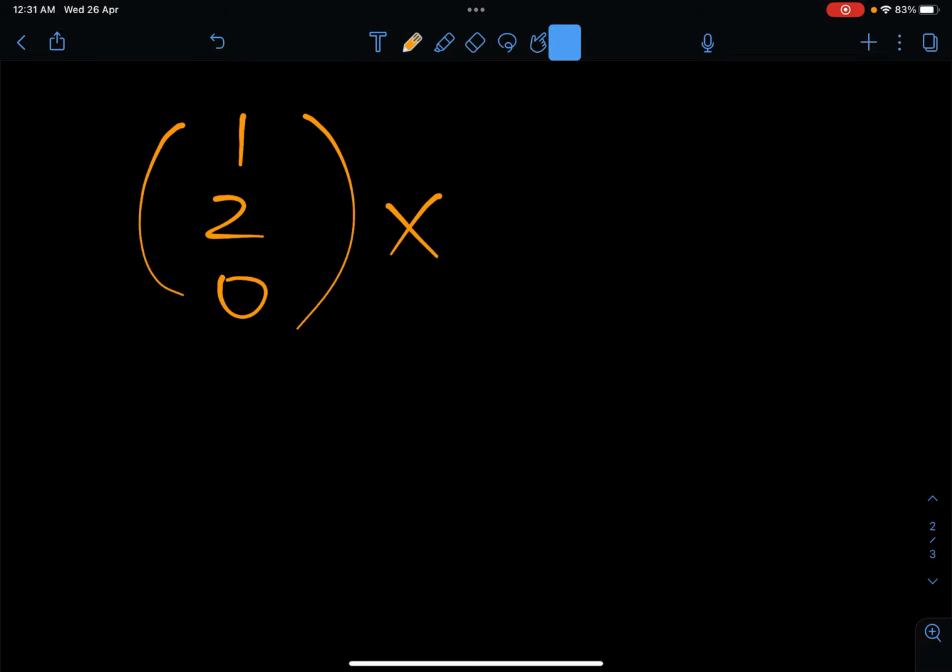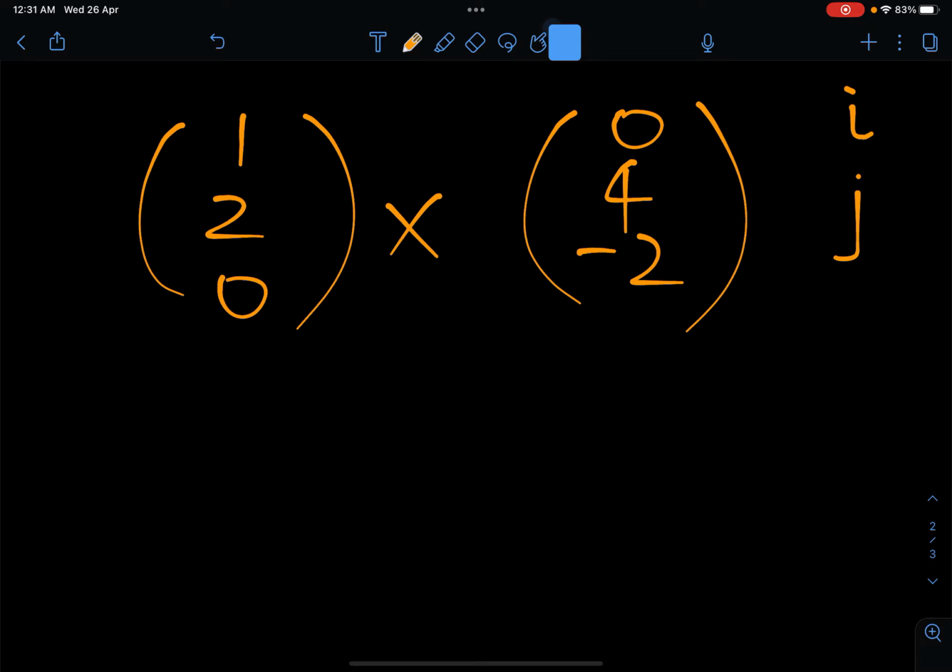1, 2, 0. Just let me write it bigger. Okay. 1, 2, 0 cross with 0, 4, minus 2. Okay. So this is the I, this is the J, this is the K. Okay, it's like 3 dimension, right? So I, J, K.